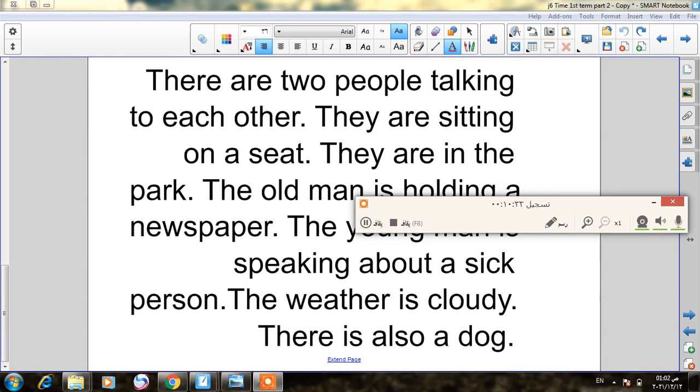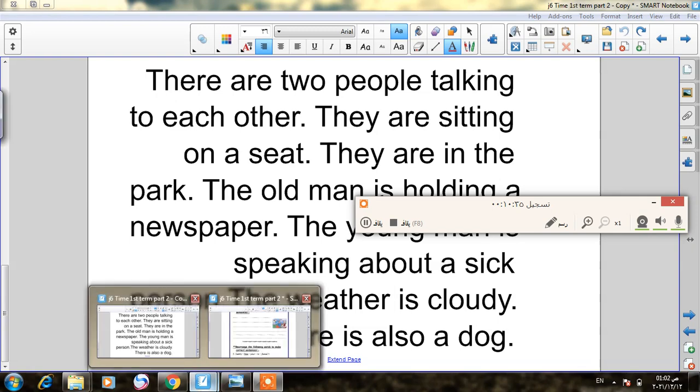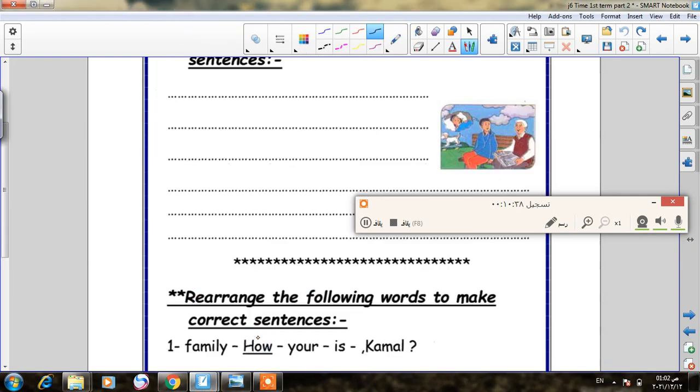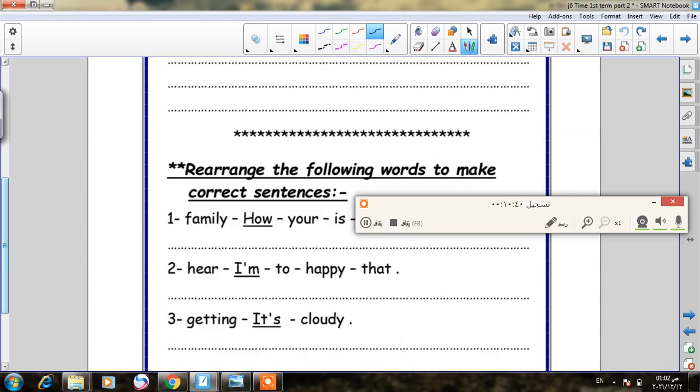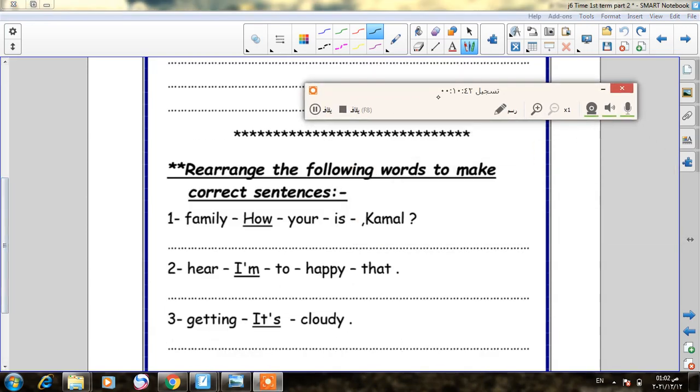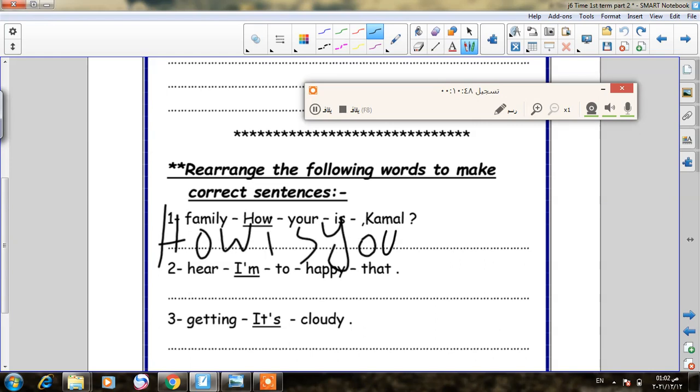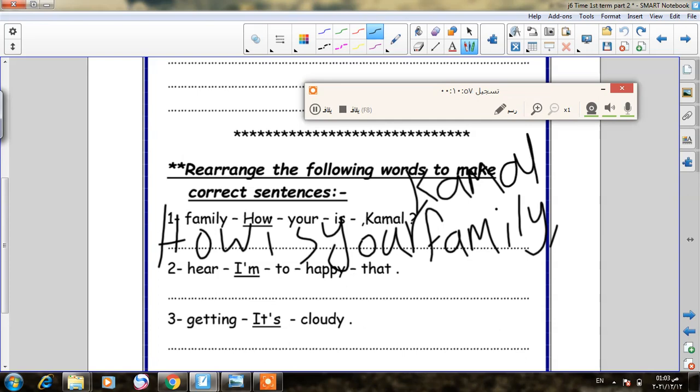And then after this, what do we have next? Rearrange. Number one is gonna be, how is your family, Kamal? And don't forget to start the question or the sentence with a capital letter and to put a question mark at the end of the question or to put a full stop at the end of the sentence.